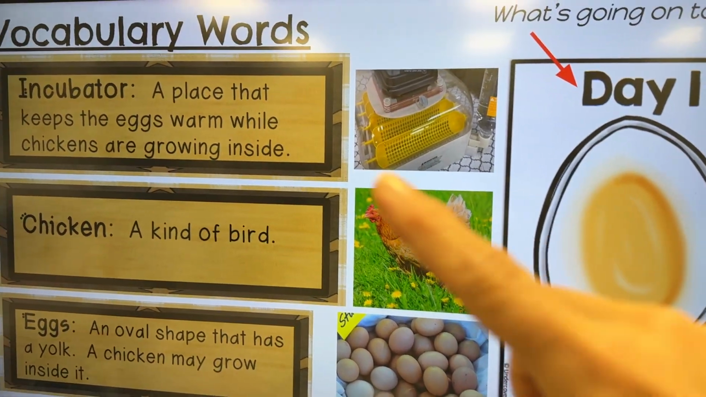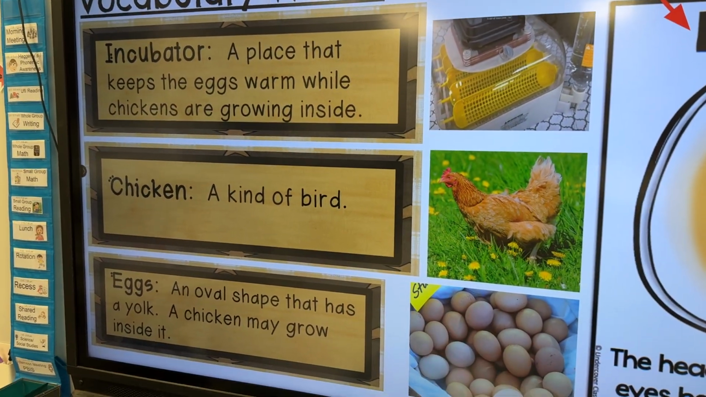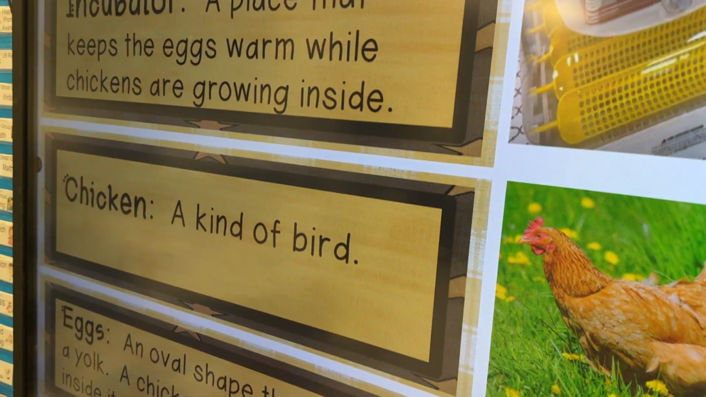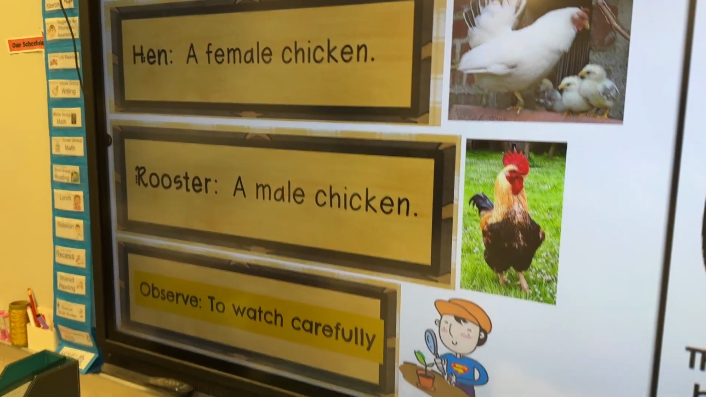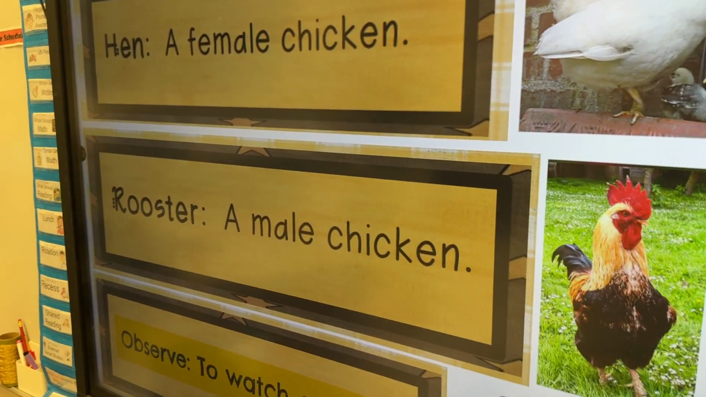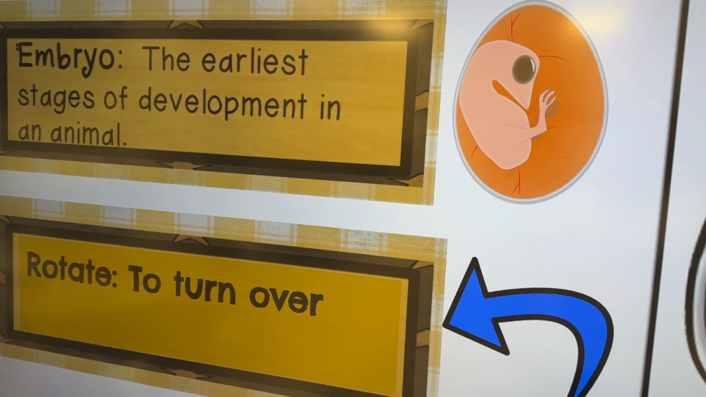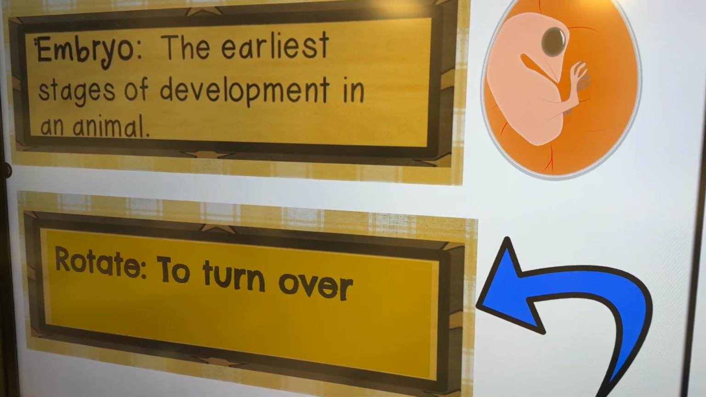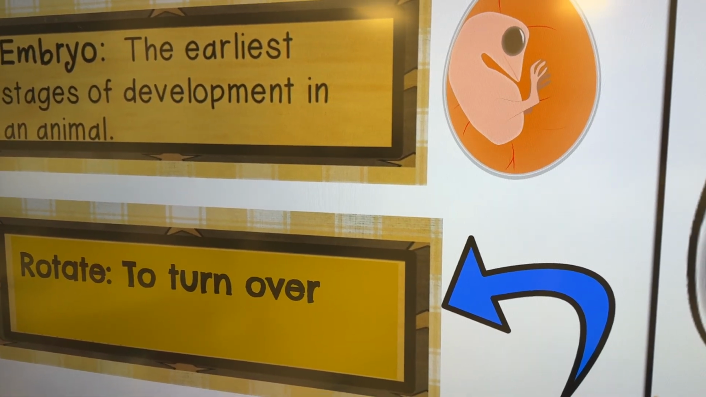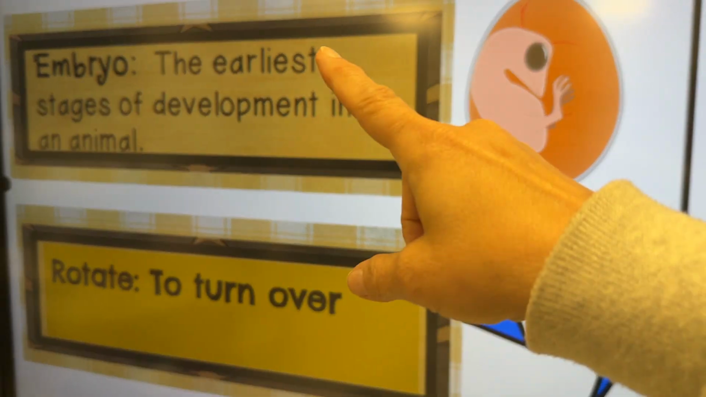This was day 1. We learned the vocabulary words incubator, chicken, eggs. On day 2, we learned the vocabulary words hen, rooster, observe. Your child should be able to use all of these new words in sentences at home. So if you ask them questions about these words, they should be able to tell you what they mean and use them in sentences.